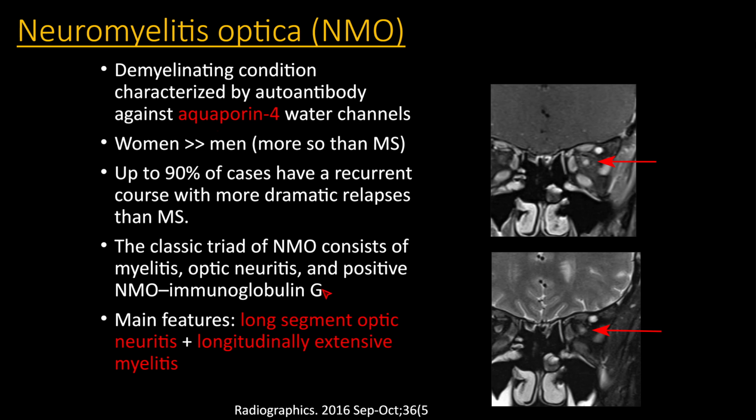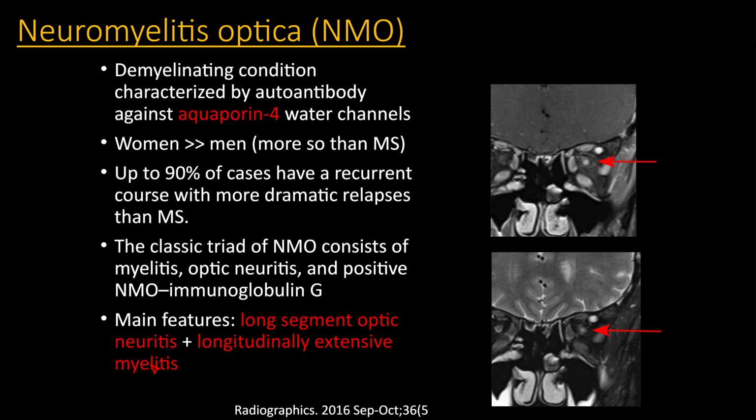So the classic neuromyelitis optica doesn't really include brain lesions as part of it, but it's increasingly recognized that brain lesions are also a part of neuromyelitis optica, both neuromyelitis optica itself as well as the neuromyelitis optica spectrum disorders. So the main imaging features you should remember for neuromyelitis optica are the long segment optic neuritis as well as the longitudinally extensive myelitis.